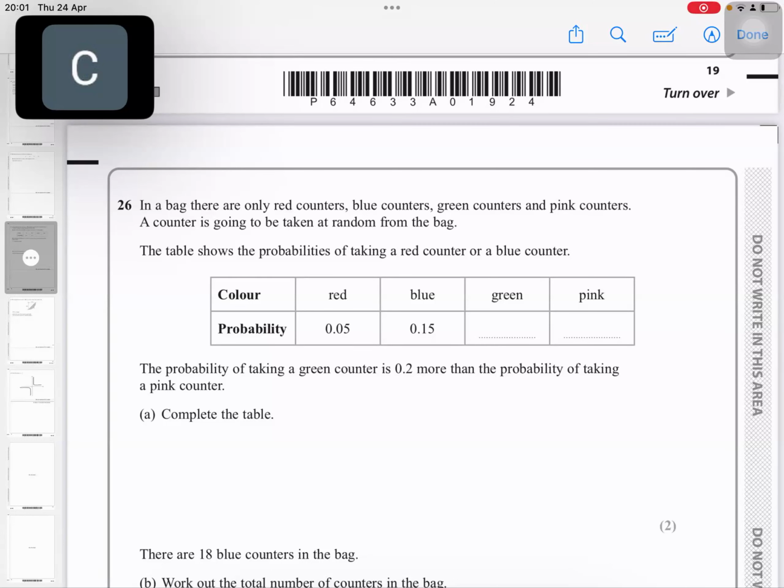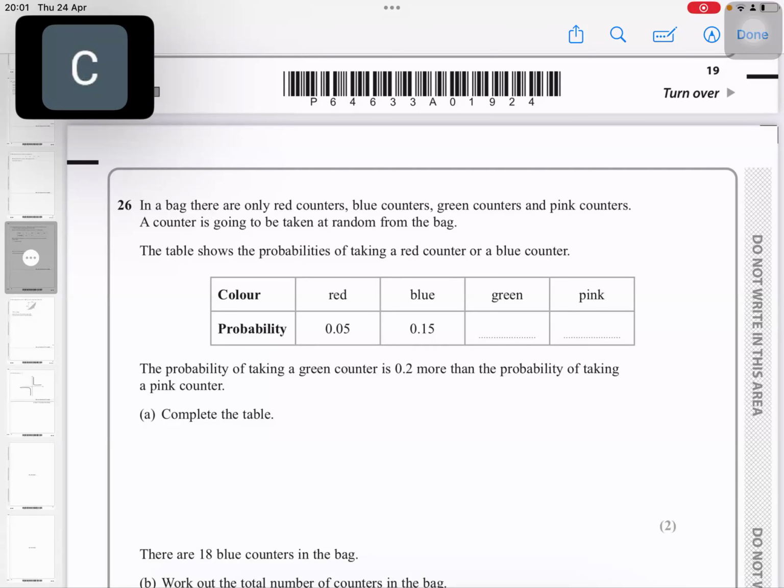Okay, so that means for a green counter, right? If the probability of taking a pink counter is X, then the probability of taking a green counter is 0.2 plus X. Do you agree with that? Yes, it's plus X. Did you notice that it's not times?